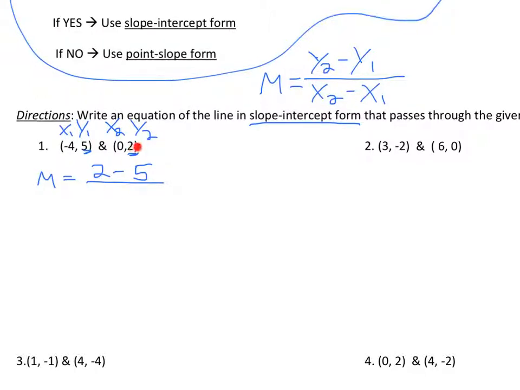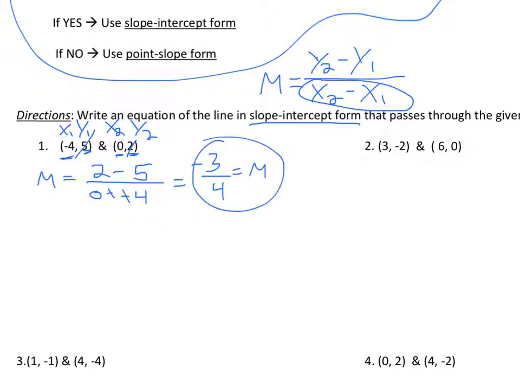Now, since I started with this 2 in the top, that means I have to start with this 0 in the bottom. So I'm going to x out the y's because I dealt with that. In the bottom, I'm doing x sub 2 minus x sub 1. So I'm going to have this 0 minus this negative 4. And don't forget to put the negative before the 4. So let's see here. 2 minus 5 is negative 3, and 0 minus negative 4, well, that becomes 0 plus 4, which is 4. So I figured out my slope is m equals negative 3/4.